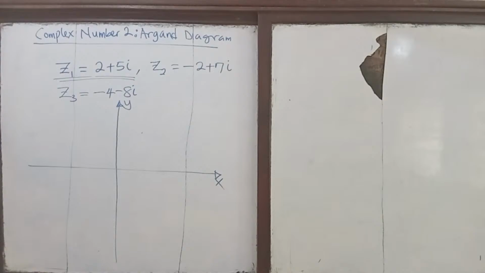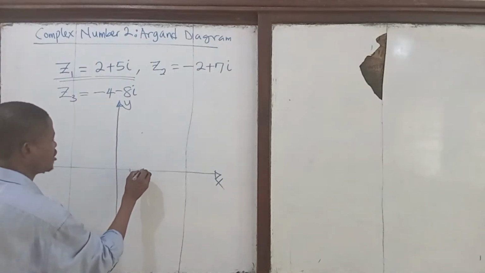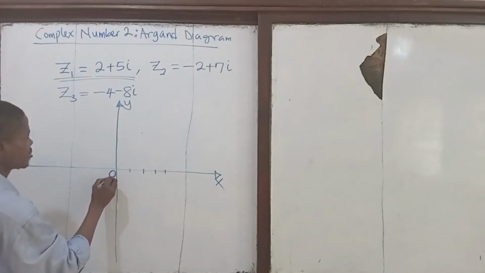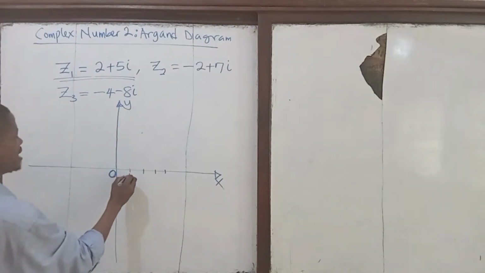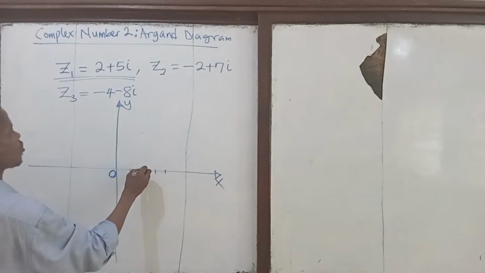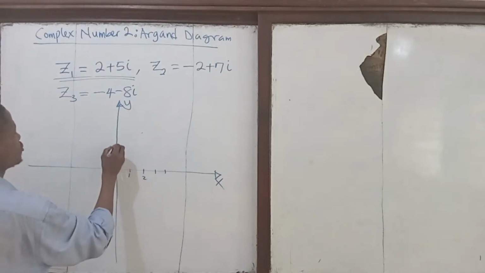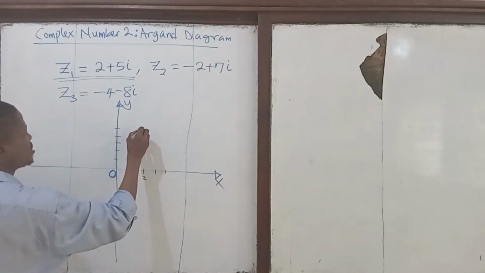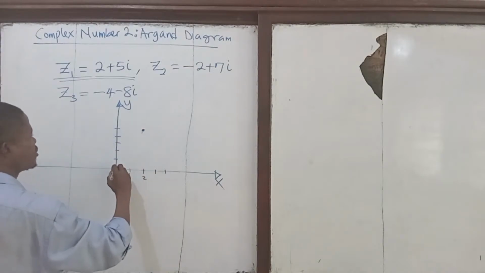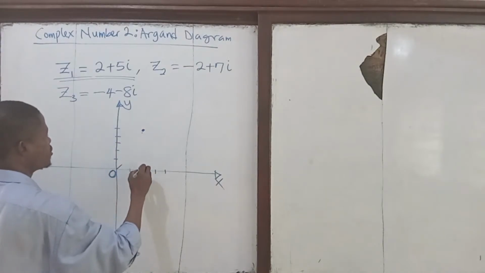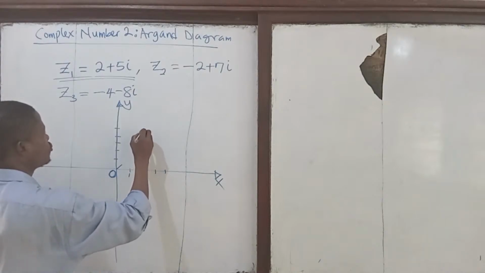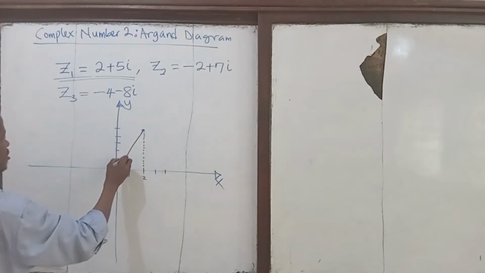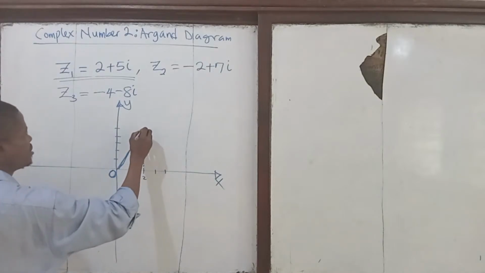So let's represent that. I'm going to make just a sketch. It's not a perfect diagram. So this is your origin. When you have 2, this is 1, this is 2. When you have 2, the y is 5: 1, 2, 3, 4, 5. Then you move up like that and indicate that point. When it's at 2, you have y as 5. Then you connect the point from the origin.